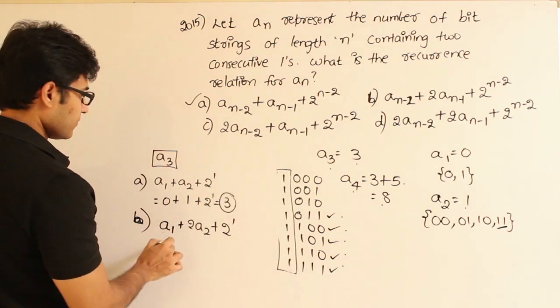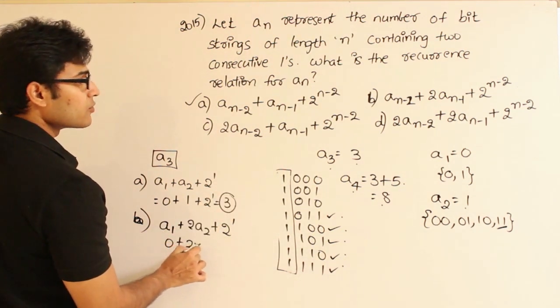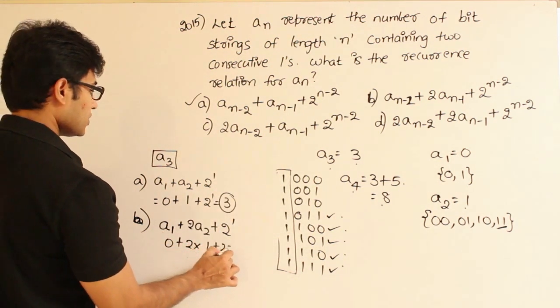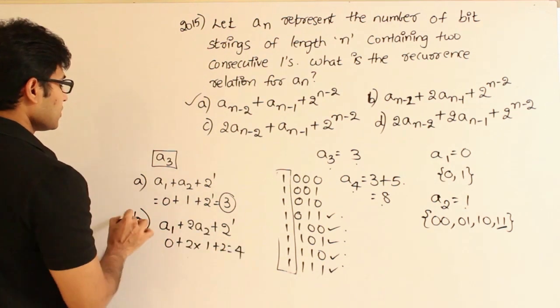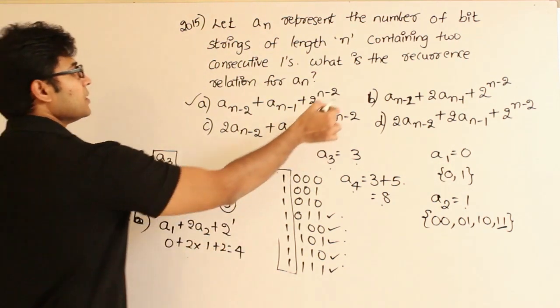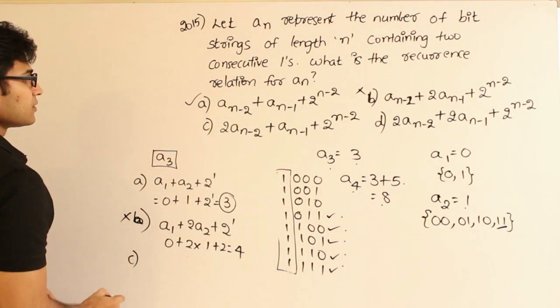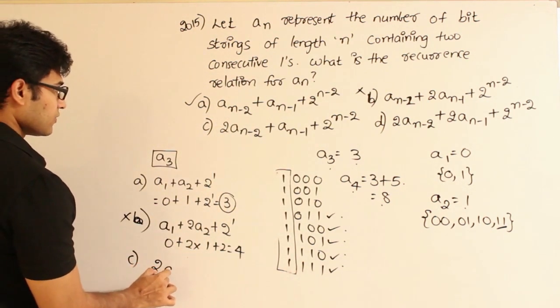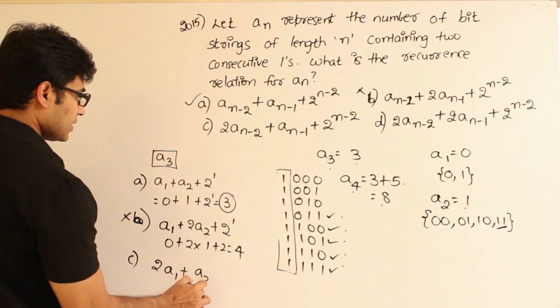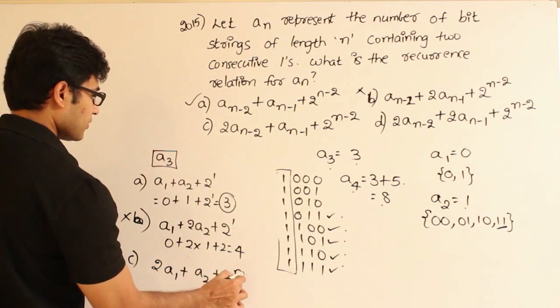A1 is 0 plus 2 into A2, 2 into 1 plus 2, it is saying 4, but then it is 3, therefore it is not the answer. So B cannot be answered. Now what about C? If you look at C, it is saying 2 into A1 plus A2 plus 2 power n minus 2.